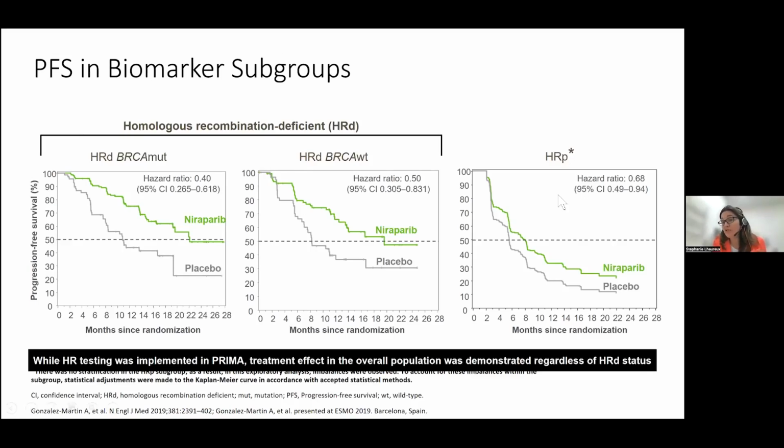And then you have this group of HR proficient patients. It means that the specific HRD score is negative and the patients are characterized as proficient. And here the hazard ratio was 0.68. So still a benefit, but definitely not at the same amount as the other patients characterized by homologous repair deficiency.